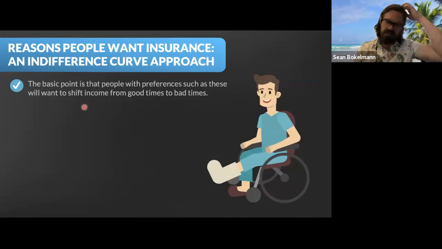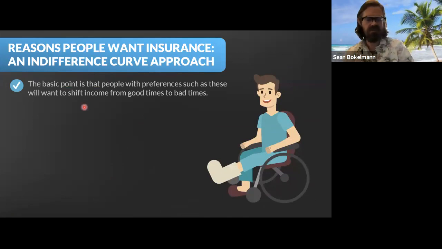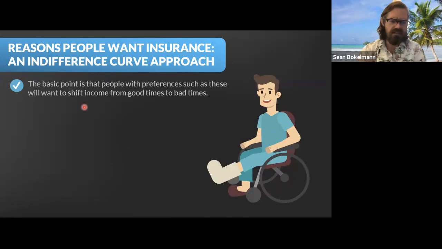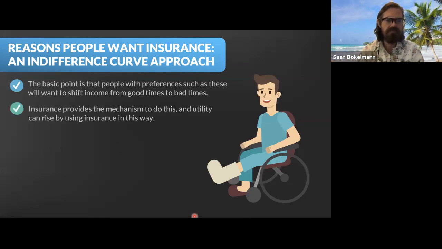Okay, so why are we taking this really basic approach to start? Well, it's because it's revealing to us this really basic point that people with preferences like this want to shift their income from good times to bad times, and that's the whole point of insurance, right? You pay the insurance some money so that in the event that something bad happens in the future, you have that income in the future, right? So this is exactly the mechanism that insurance provides, and it's a way for consumers to actually achieve a higher level of utility, right?